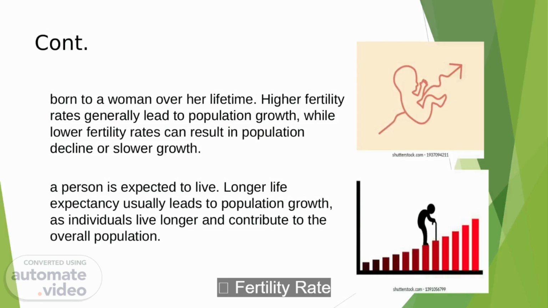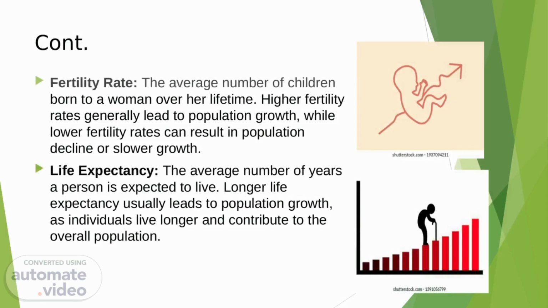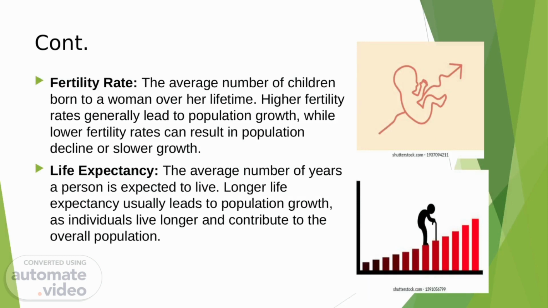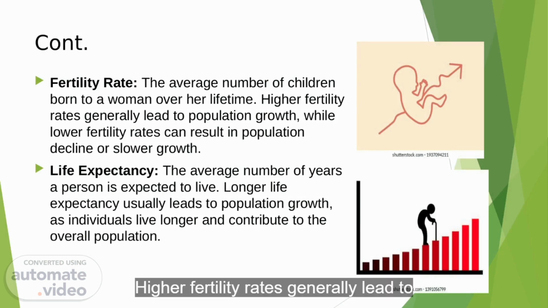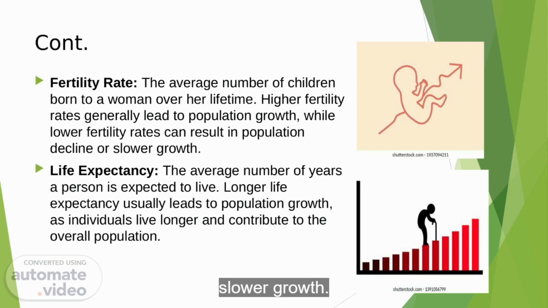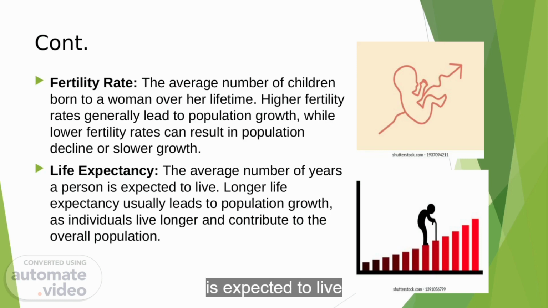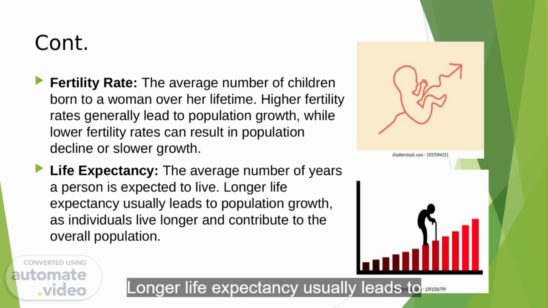Fertility rate. The average number of children born to a woman over her lifetime. Higher fertility rates generally lead to population growth, while lower fertility rates can result in population decline or slower growth. Life expectancy. The average number of years a person is expected to live. Longer life expectancy usually leads to population growth, as individuals live longer and contribute to the overall population.